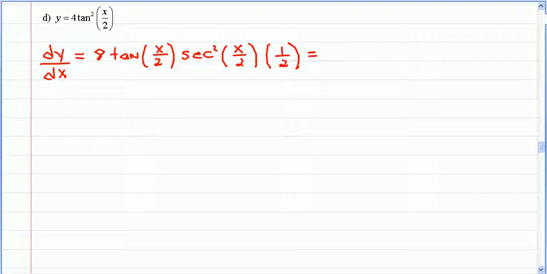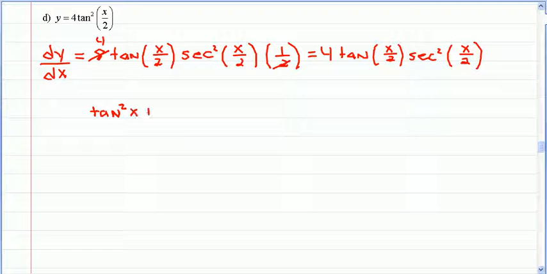So to simplify, this 2 reduces with the 8 to make it a 4, so I have 4 times the tangent of x over 2 times secant squared of x over 2. But I don't want to leave the problem like this because there is a trig identity of tangent squared plus 1 equals secant squared.